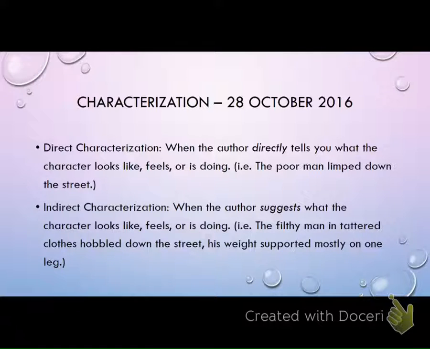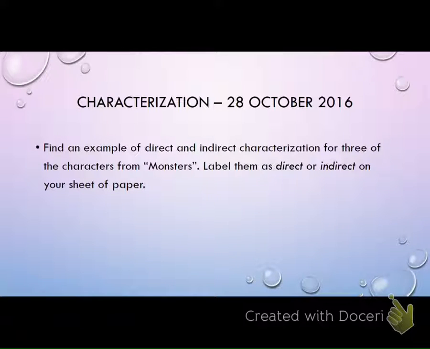Now, here's the assignment. This is what I need you to take and bring to me on Monday. You need to find an example of direct and indirect characterization for 3 of the characters from Monsters. You need to label these as direct or indirect on your sheet of paper. By this point, you should have several things on that sheet of paper already, so draw a line under those, and then you're going to do this.